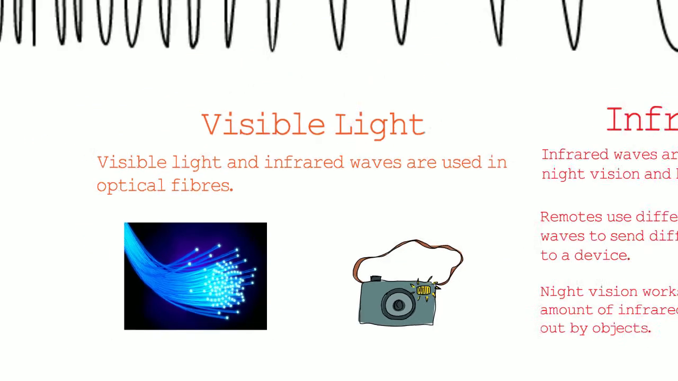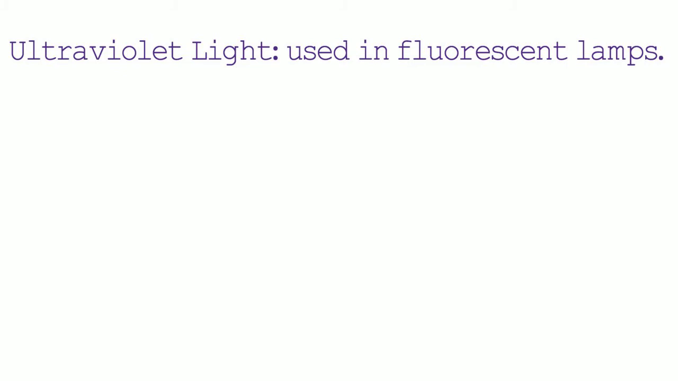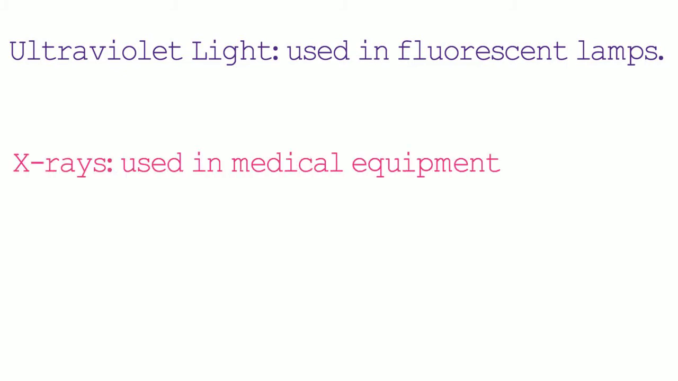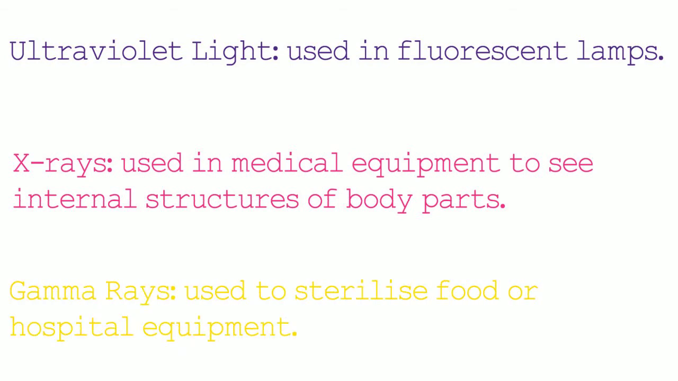The following electromagnetic waves are not needed for the exam, but I think that it is nice to have some knowledge as to what each of these wave types do. Ultraviolet light is used in fluorescent lamps. X-rays are used in medical equipment to see internal structures of body parts. Some parts of the body absorb the X-ray waves, e.g. bones, and other parts let the waves pass through. This allows doctors and nurses to see bone structures and check if they are all okay. The final type of electromagnetic waves is gamma rays, and these are used to sterilize food and hospital equipment.